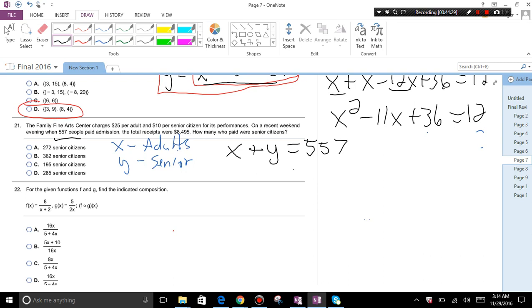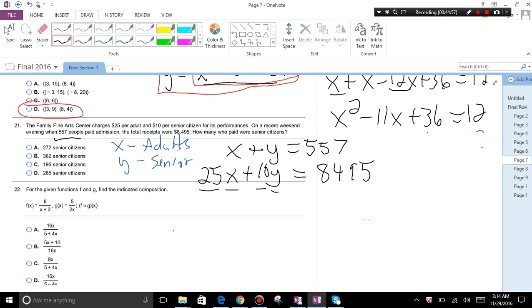Now, there's some other equation involving $8,495, and so that's in dollars. And so how do you get dollars? Well, it was $25 for each adult and then $10 for the senior citizens. That gives you the $8,495. So $25 per adult plus $10 per senior citizen.